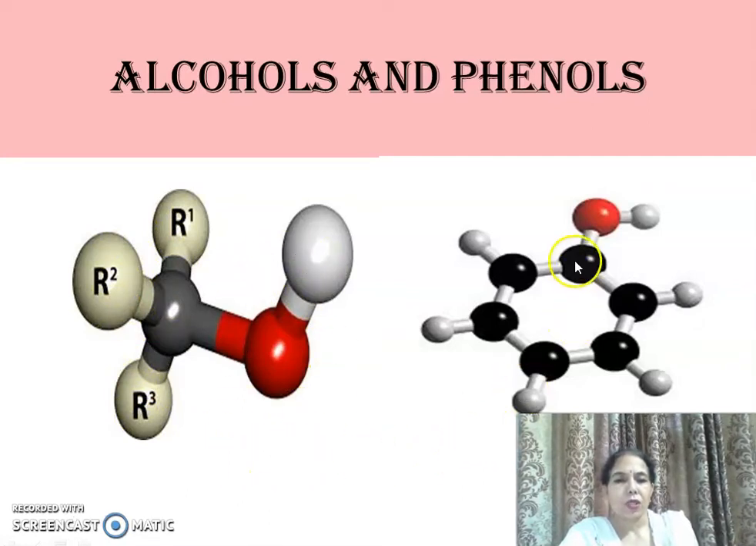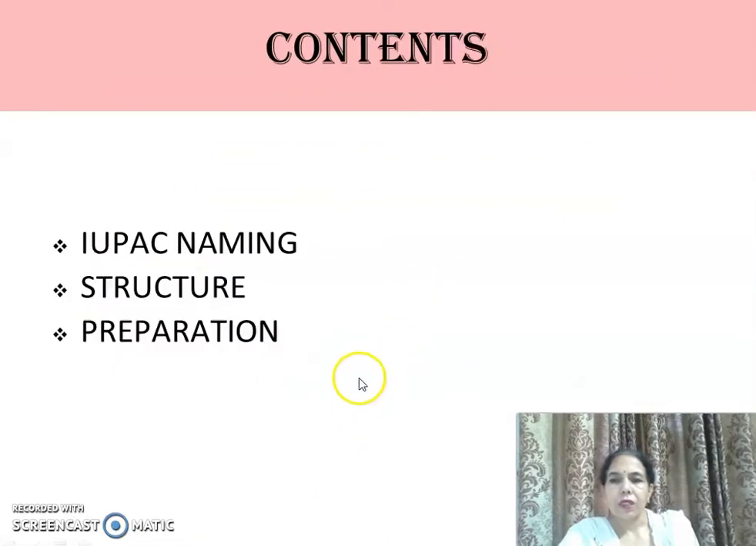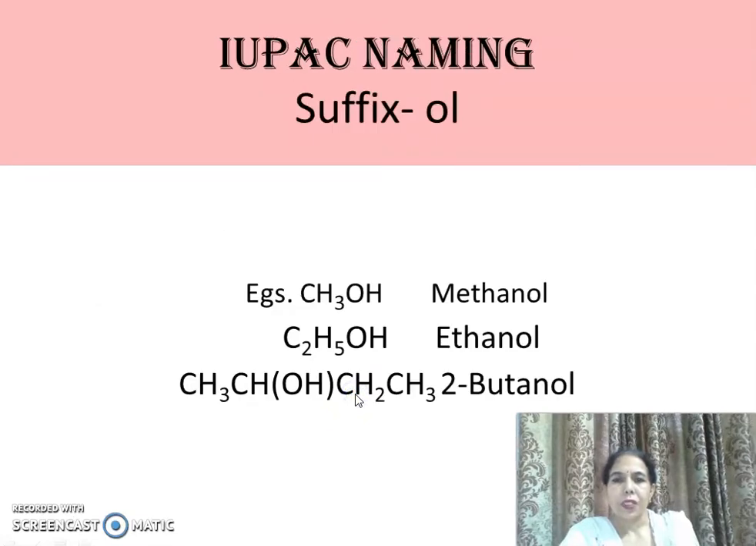Similarly, in phenols, a benzene ring is present and the OH group is attached to one of the carbons. Here again, oxygen is shown in red color and hydrogen in white color. So both alcohols and phenols contain the OH group. So now let's start with IUPAC naming of alcohols and phenols, then structure and then preparation. Now let us take up first IUPAC naming.